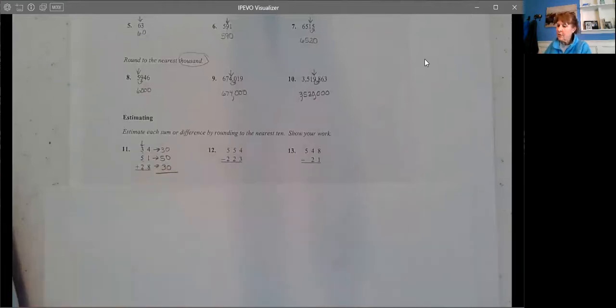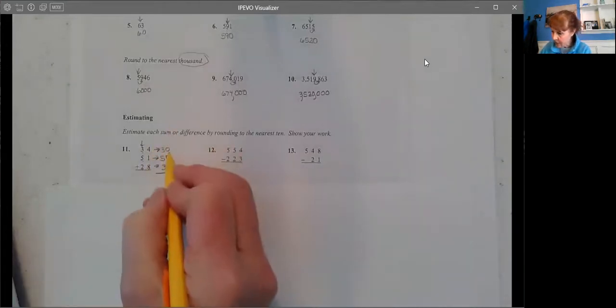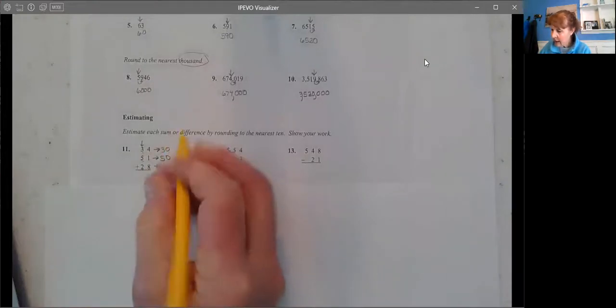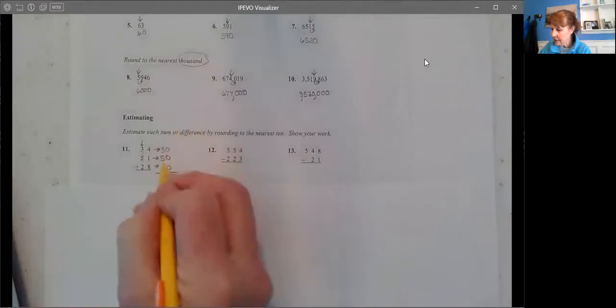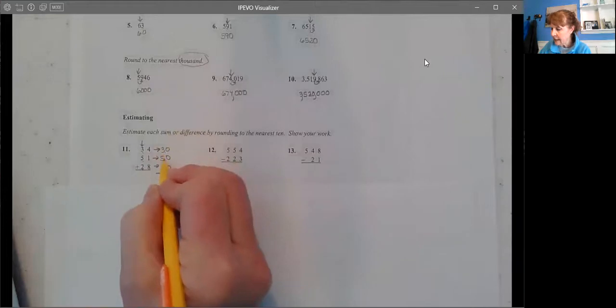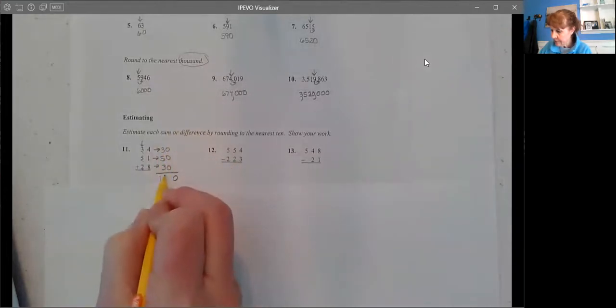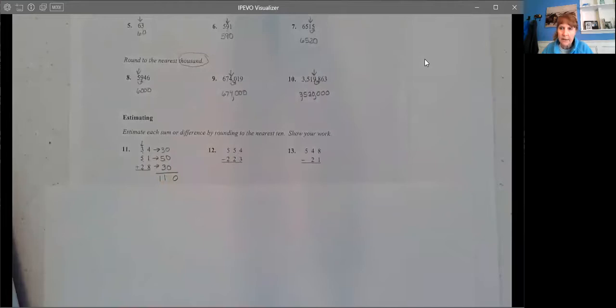After you round those off, now you add them together. So this is a 0. And then you add these, you got 8 and 3, and you get 11. 110 is the answer. So again, you round before you add or subtract to the place value that they tell you. Let's look at number 12.